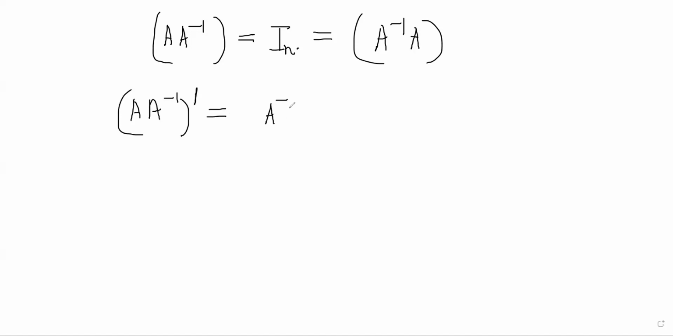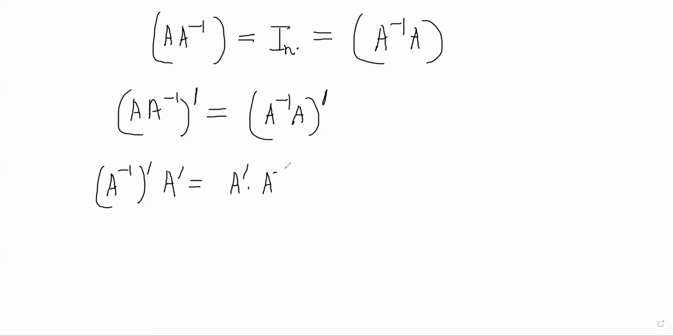A times A inverse is In, and if I take the transpose on both sides, the transpose of identity will be the same. So A inverse transpose should be equal to A inverse A transpose. Because in transpose we know that the order gets reversed, we can write it as A inverse transpose and A transpose is equal to A transpose and A inverse transpose.